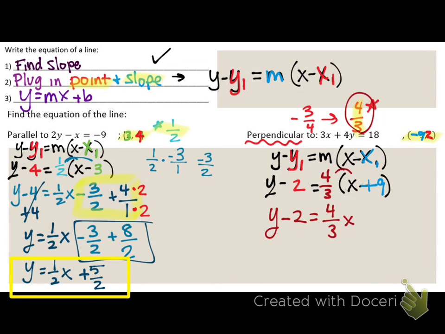Distribute, we got 4/3 x. Then we want to do 4 over 3 times 9, right? Times positive 9. Put it over 1. 4 times 9 is 36, and then 3 times 1 is 3, this reduces to 12. Is it a positive 12 or a negative 12? Positive. And then our last step, we're going to add 2. So then y equals 4/3 x plus 14.